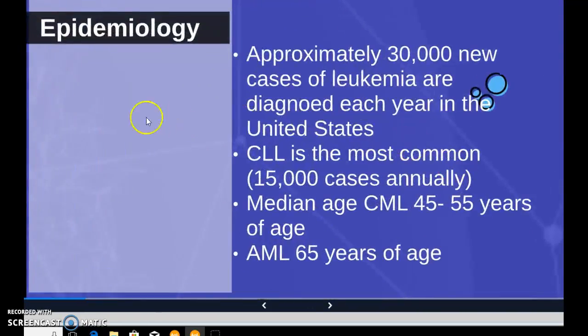Next, we're going to talk about the epidemiology. Leukemia can occur with varying frequencies at different age groups, and it's more common in adults than in children. It's estimated that approximately 30,000 new cases of leukemia are diagnosed each year in the United States. CLL, which is a chronic leukemia, is the most common, and accounts for about 15,000 cases annually. It occurs almost exclusively in patients over the age of 50. The median age of presentation for CML is 45 to 55 years of age, and for AML is around 65 years of age.